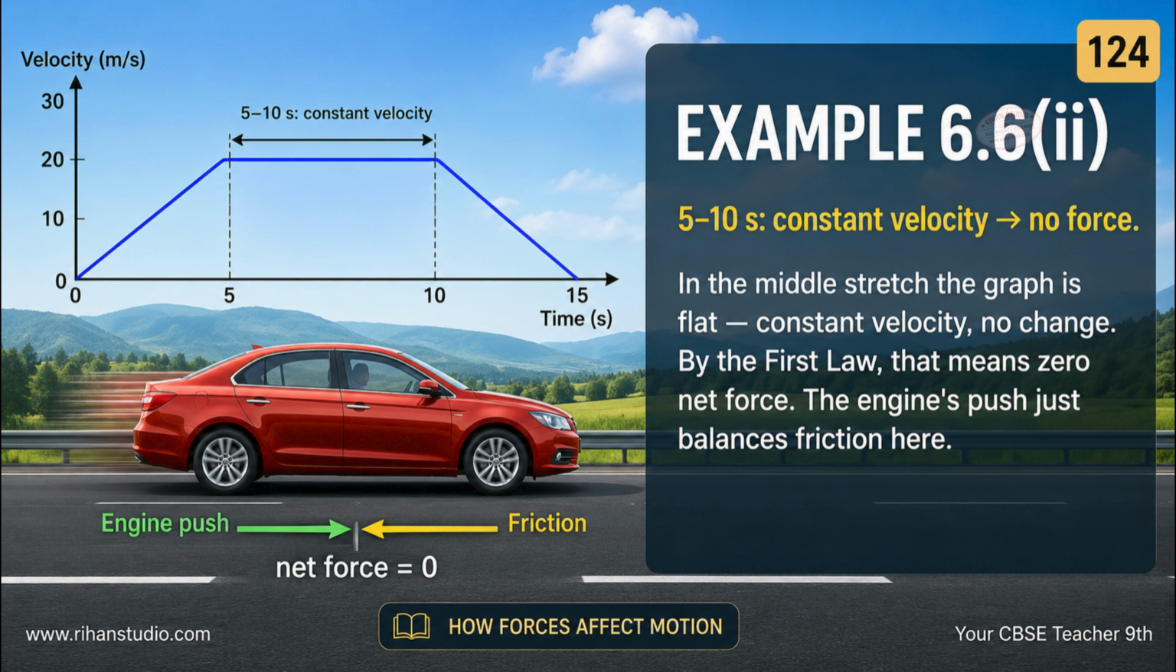Example 6.6, Part 2. In the middle stretch, the graph is flat. Constant velocity, no change. By the first law, that means zero net force. The engine's push just balances friction here.